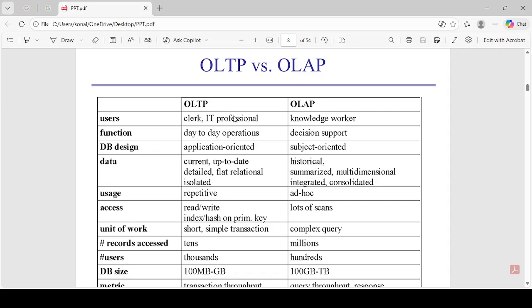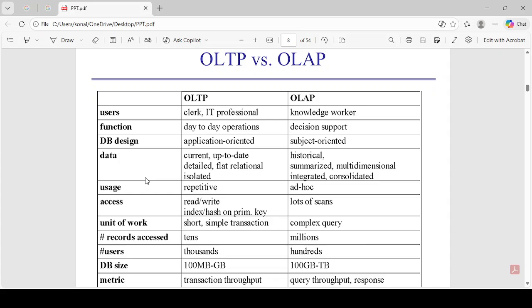The database design for OLTP is application oriented, whereas for OLAP it is subject oriented. The data which OLTP provides is current, up-to-date data, so it is flat relational or isolated data. Whereas OLAP gives you a view of historical data, so it provides summarized, multidimensional, integrated data. The usage of OLTP is repetitive, whereas OLAP is ad hoc. Repetitive means it is used in our day-to-day life, whereas we only make use of OLAP when we require some kind of business decision support.